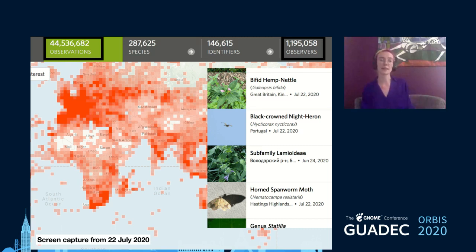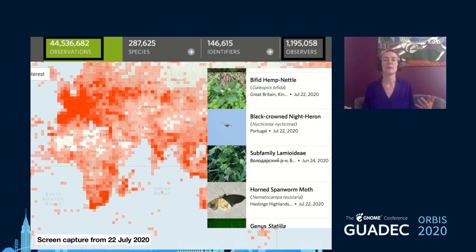So the way the data is collected and verified is someone takes a picture of something like a horned spanworm moth, and then uploads it, and provides a geolocation if they want it to be useful for scientific purposes, and they can hold that back if they choose to. So all users do have that freedom.